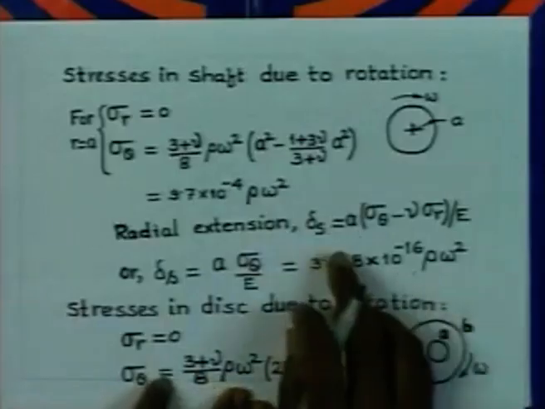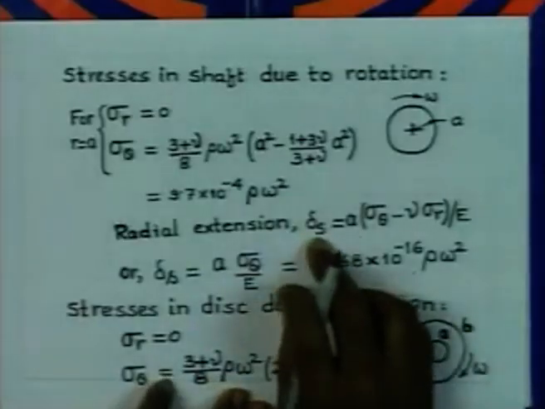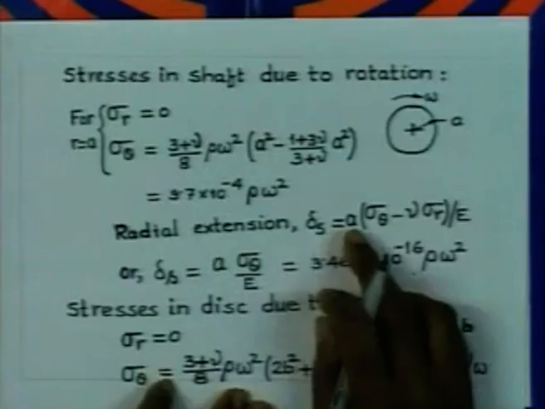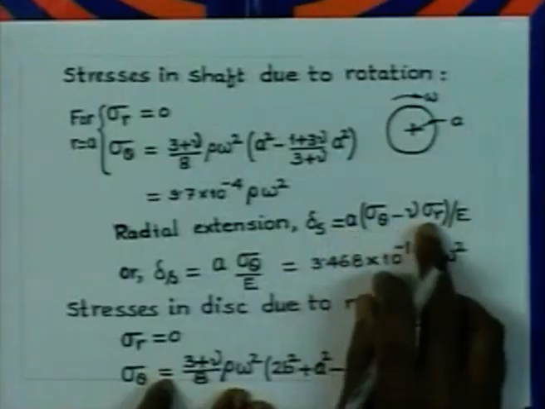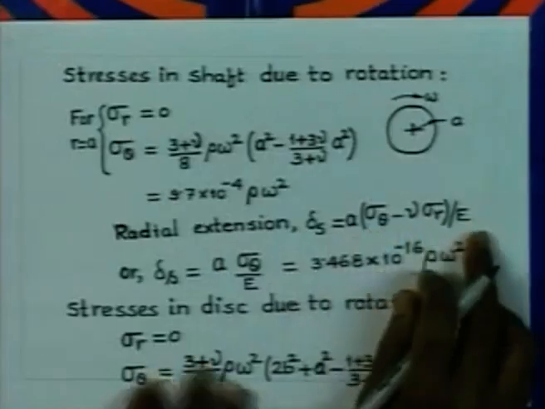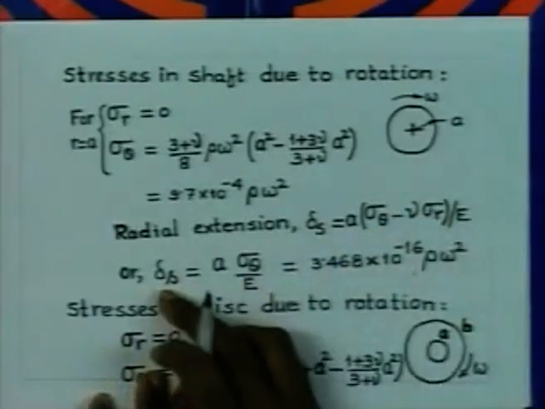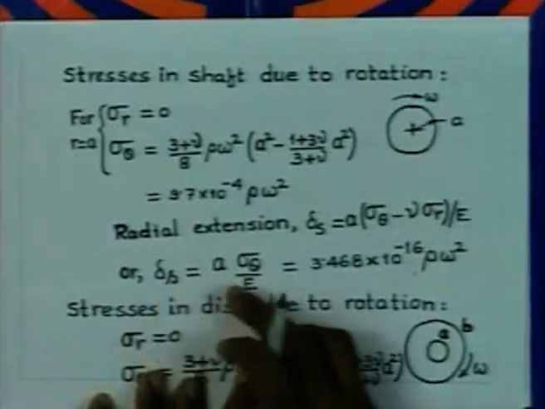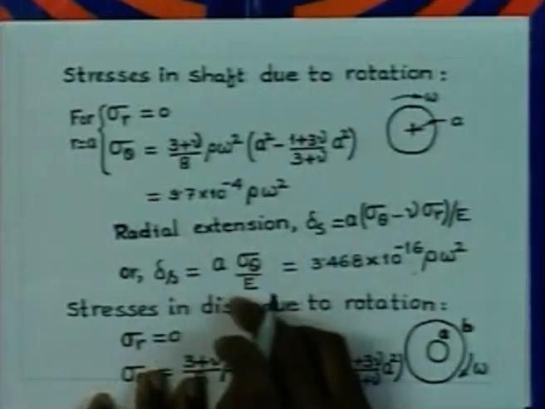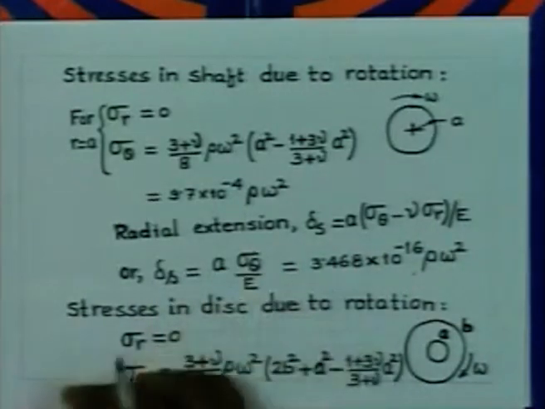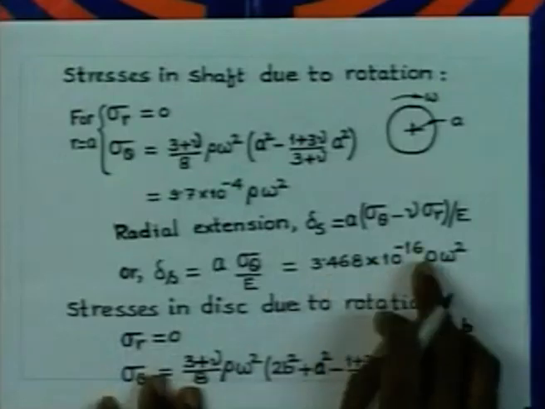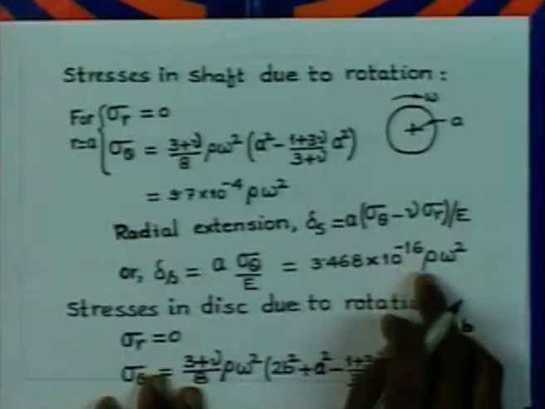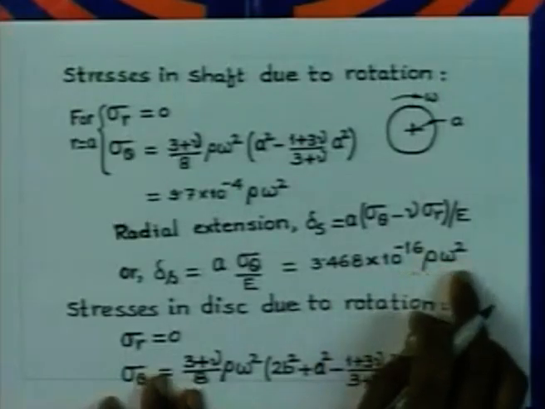Now, the radial extension is going to be given by delta S, which is nothing but A into the hoop strain, which is sigma theta minus nu sigma r by E, and since sigma r is 0, therefore delta S is equal to A sigma theta by E, and this is 3.468 into 10 to the minus 16 rho omega square.